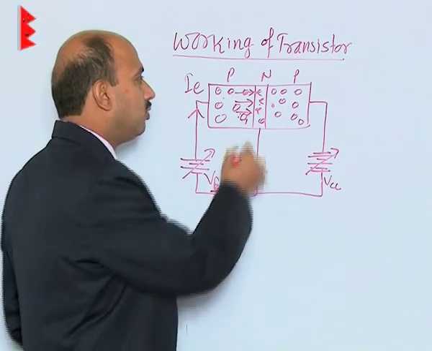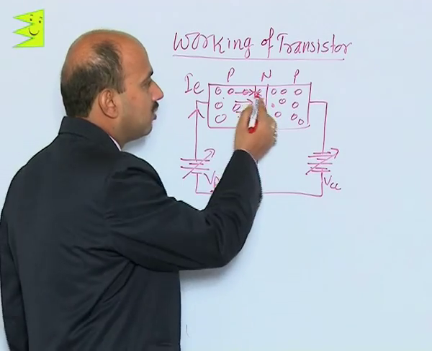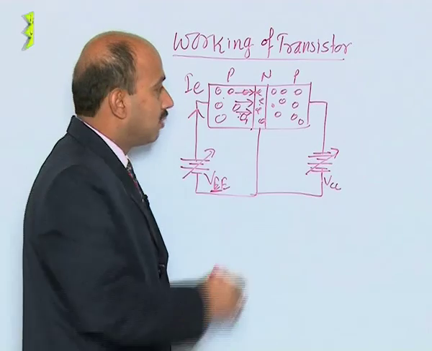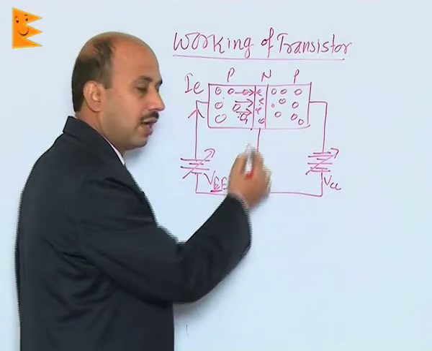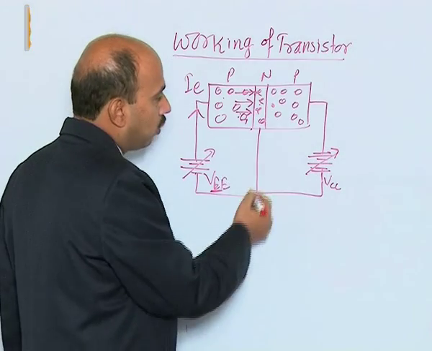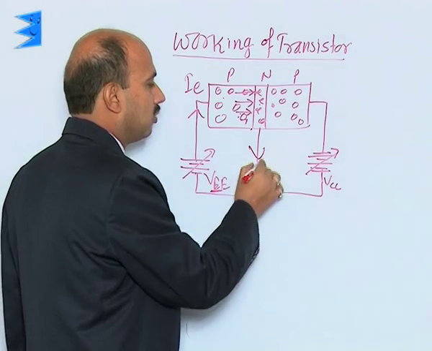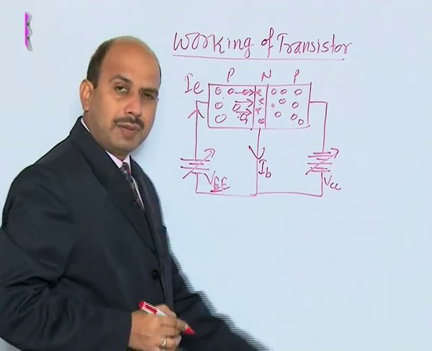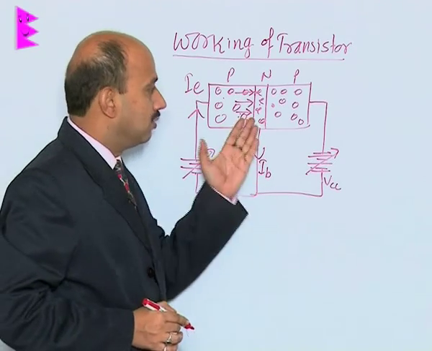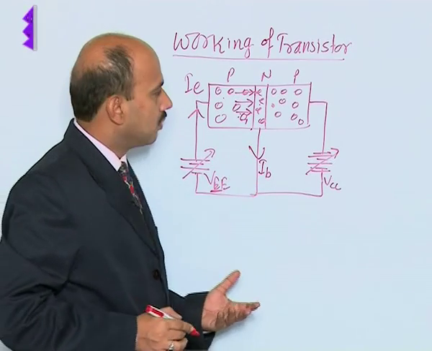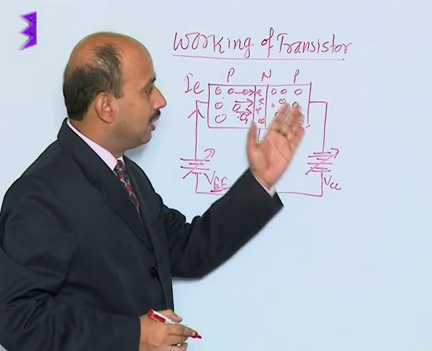When these holes reach the base junction, some holes get neutralized by the electrons, and the deficiency of electrons is compensated from the negative side. When the electrons go to compensate the position, the current flows opposite to this, and that is called IB, the base current. But only very few holes are neutralized by the electrons present in the base region. Most of the holes pass through the base region and are collected at the collector side.